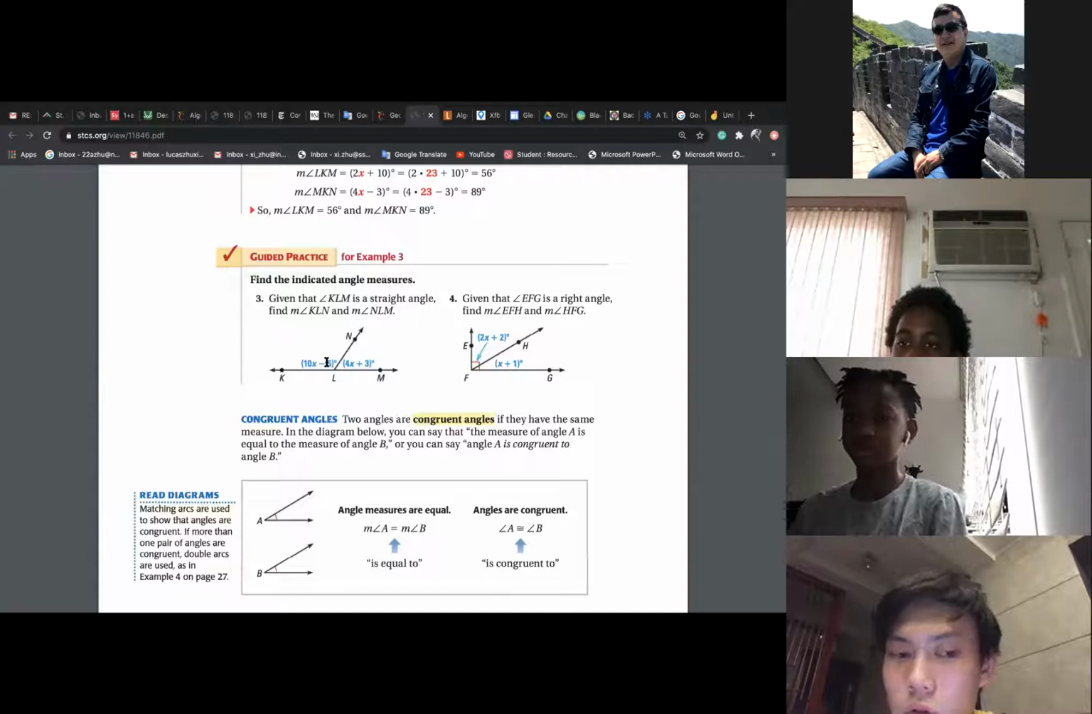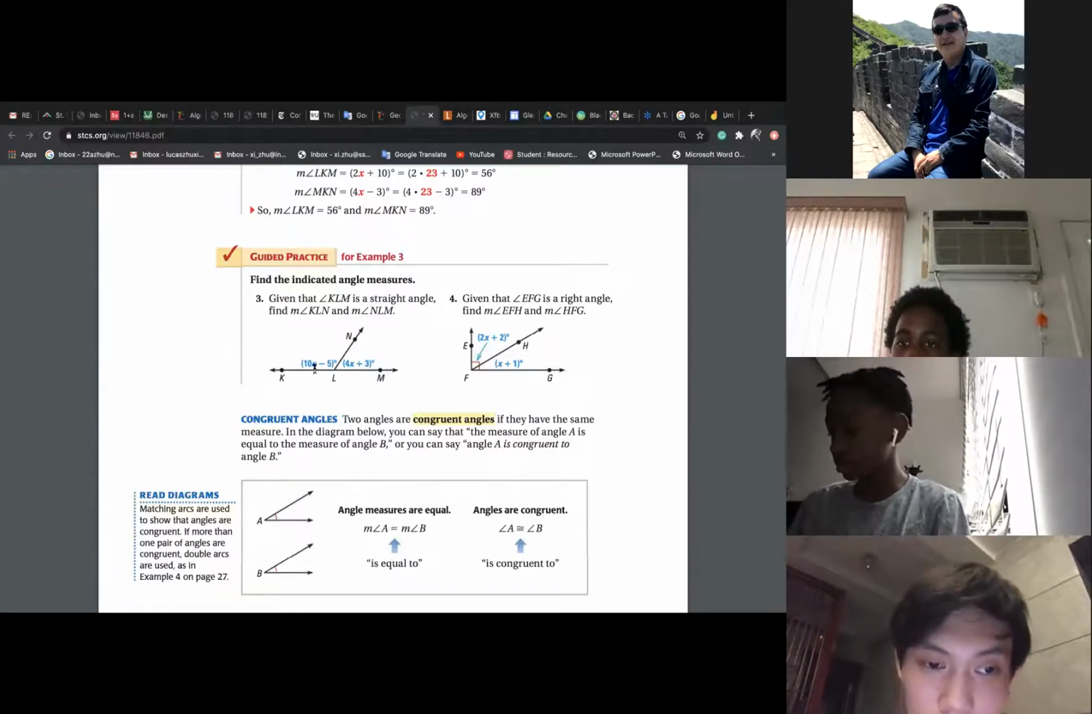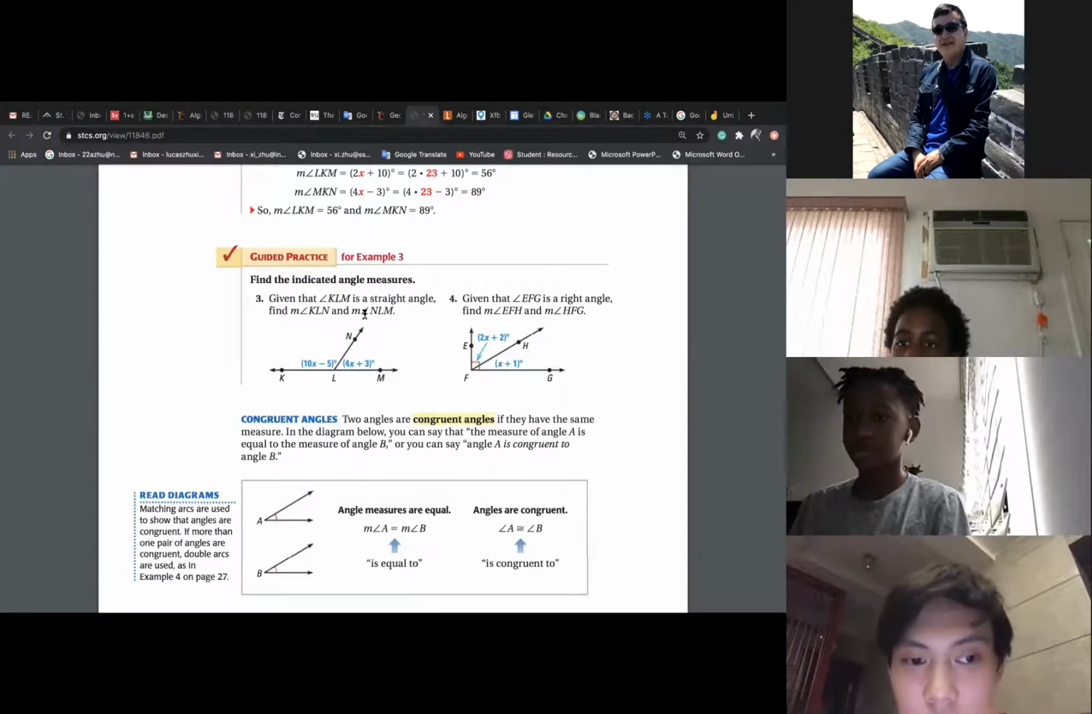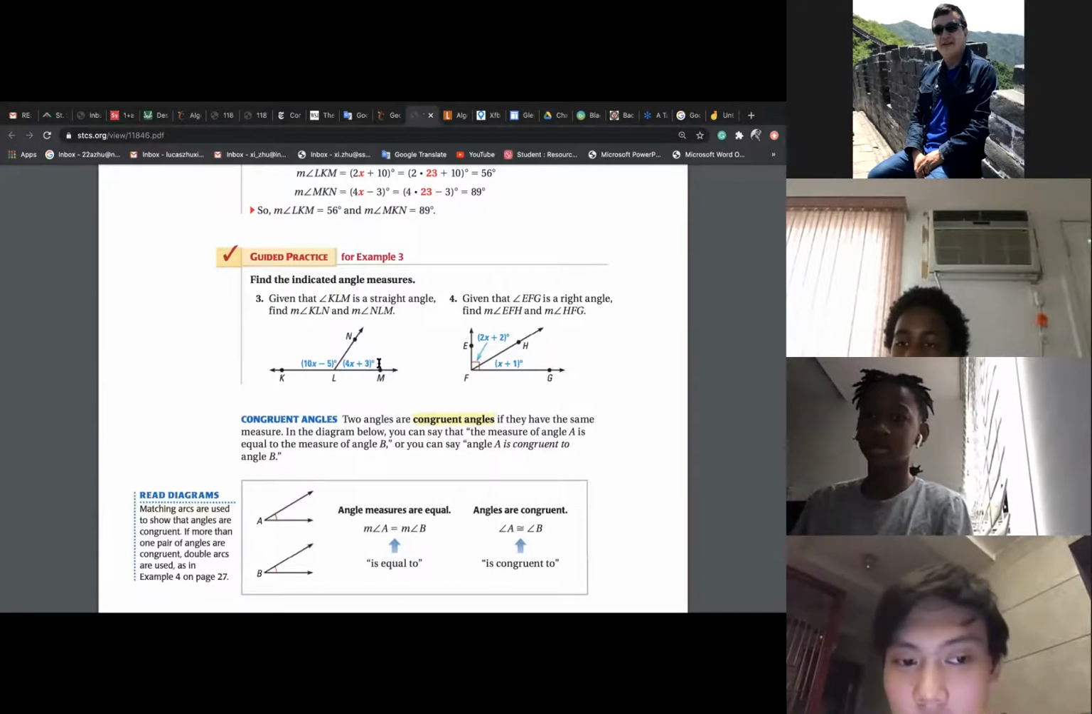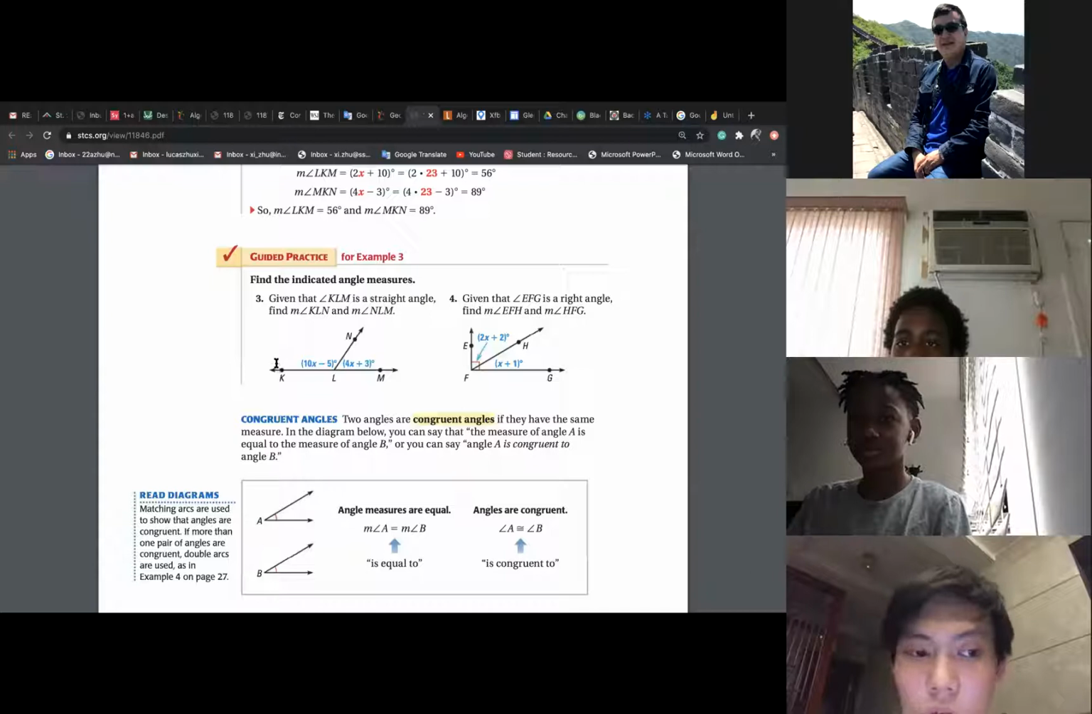10x minus 5 equals 180. No, that's wrong. Are you sure that equals 180? No. What equals 180? A straight angle. The entire angle, right? From here to here, right?